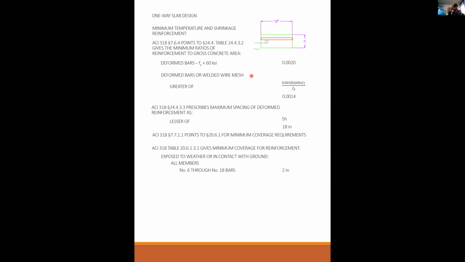But in a one-way slab, we're assuming in one direction, it's resisting load. So say your span is from east to west. Your support is on the east side, the other support's on the west side. So the rebar supporting the load is going east to west. It's going parallel with the span.